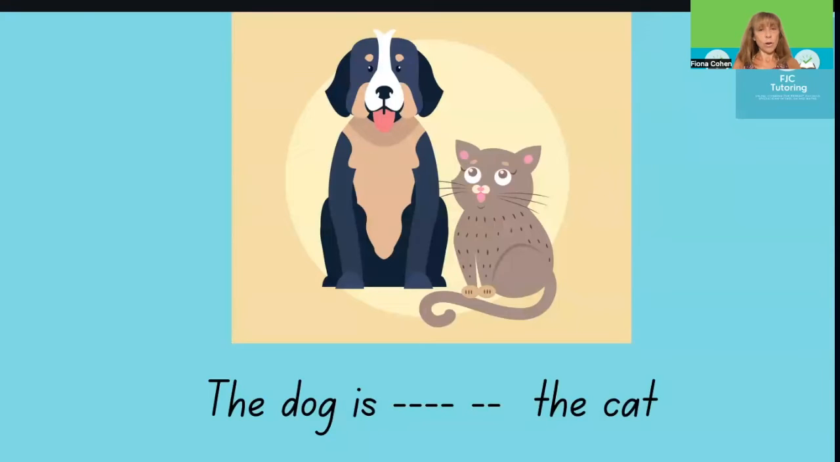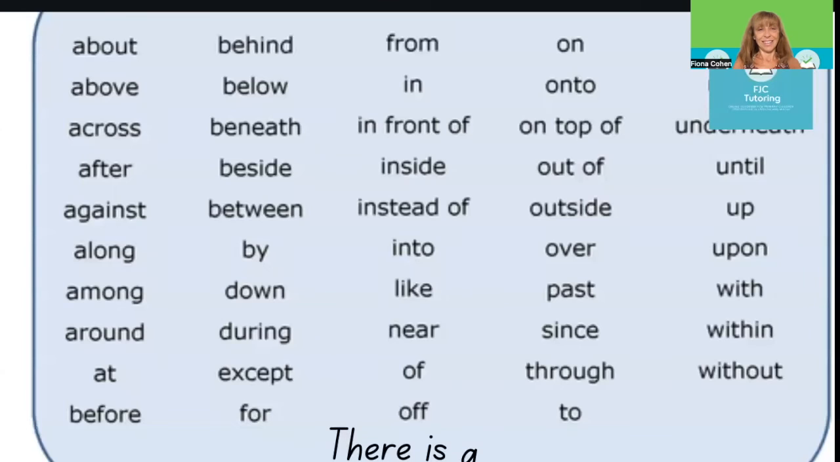Now we have a dog and a cat. The dog is where in relation to the cat? The dog is next to the cat. These two must be good friends to be sitting so close to each other. I hope your dog and your cat are friends. As you can see, there's a lot of prepositions. There's more than this list. This just gives you an idea of a few of the words that are used with nouns to tell us where things are.